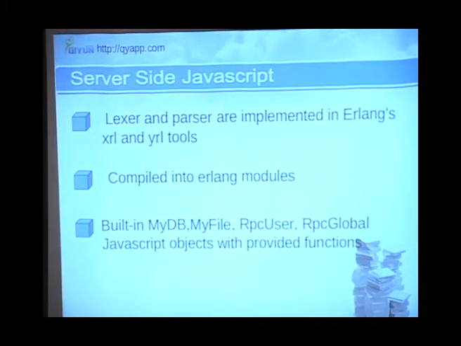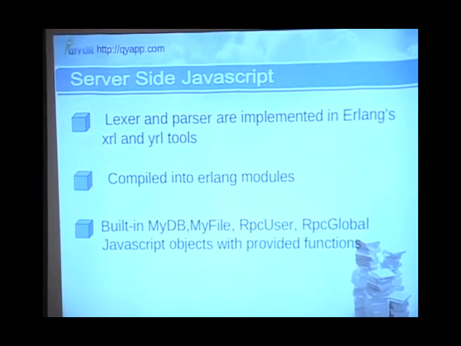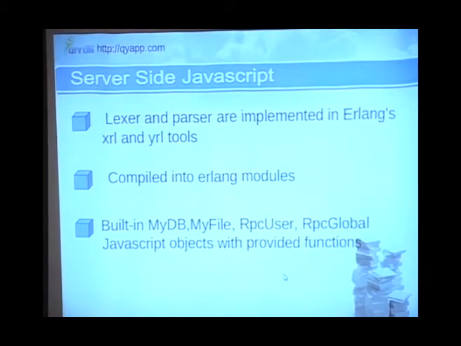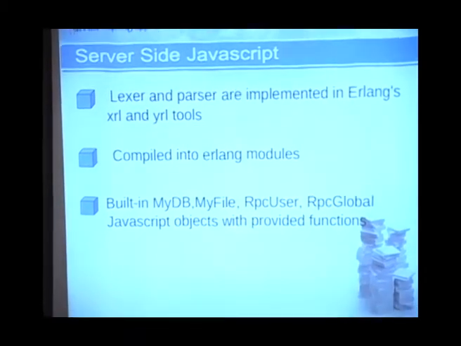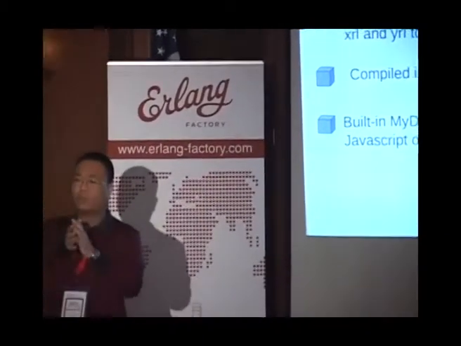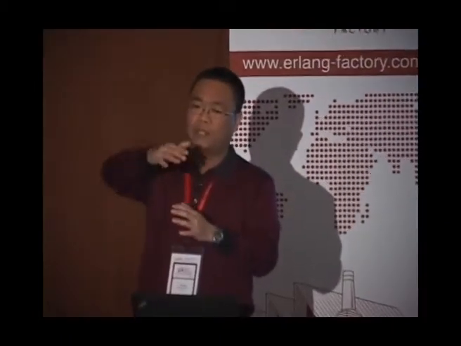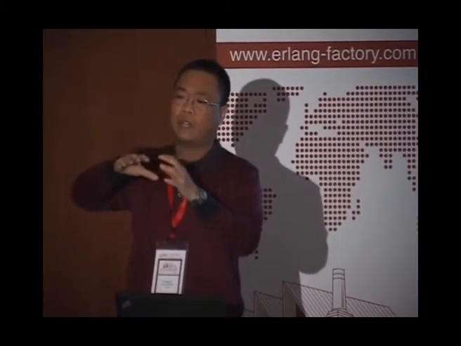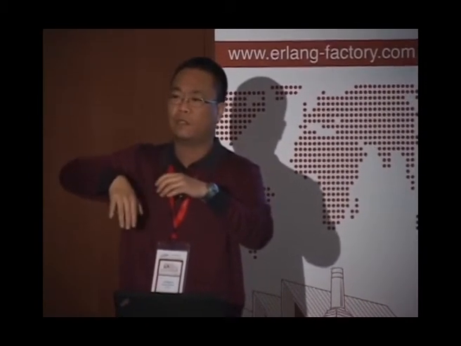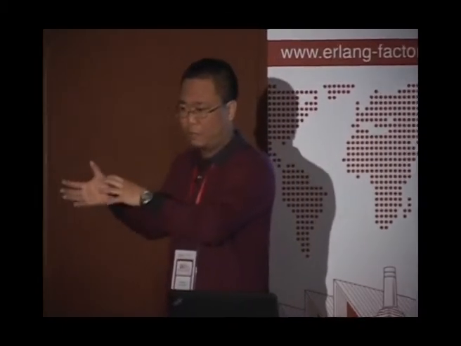Okay. So server-side JS will compile into Erlang modules. We have some built-in MyDB, MyFile, AppsUse, AppsGlobal, these JavaScript objects will provide all the functions we allow to run. Say MyDB will have a wrapper, say ORM, which is actually a lot more complicated than that, because it will auto-generate a lot of code, like the select from where statements. If you generate some kind of tracking here, then when you do the access control, the user control, all those things will be automatically implemented.